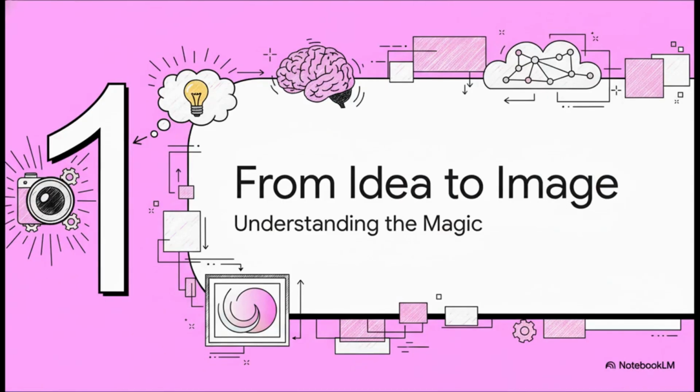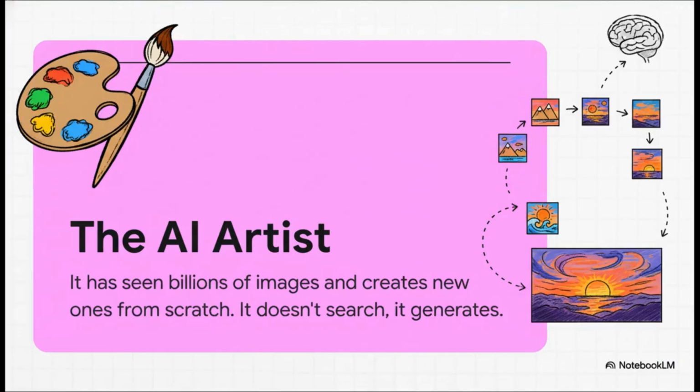First up, from idea to image, we're going to pull back the curtain and understand the magic behind all this. So what's really happening here? The best way to think about it is to imagine an artist, but an artist with a perfect photographic memory of pretty much every image on the internet. It's not just finding a photo for you. That's the key thing to get. It's actually creating a brand new one from scratch based on your description. It's learned the connection between words and visuals on a massive scale.